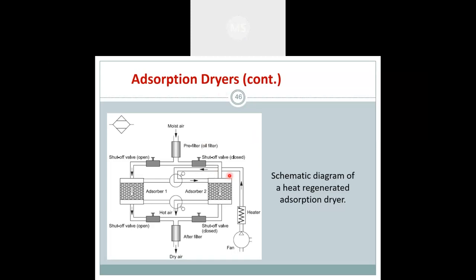Okay, adsorber number two will not work because your shutoff valve is closed. Closed meaning to the top, so the air cannot enter here. So you cannot go to adsorber two. If you want to use both adsorbers, the shutoff valve must be open. Then it will go to both sides.